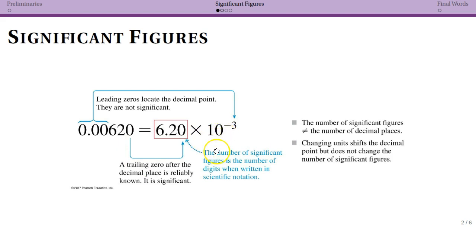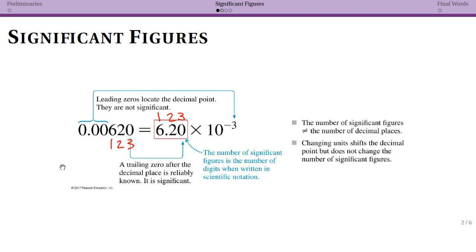Now if we start on the scientific notation side, 6.20 times 10 to the negative 3, you see that there are three significant figures here. The reason we would say that is there are literally 3 digits written down. Now, when it's written in a decimal format, it's a little less clear how many significant figures there are. The rule is that leading zeros, i.e. the zeros to the left of the numeric values, are not significant. So there are also 3 significant digits here.